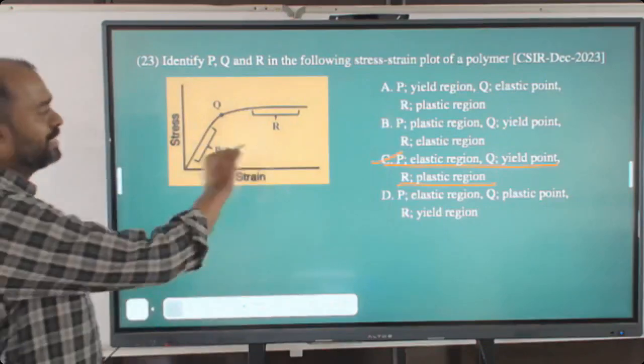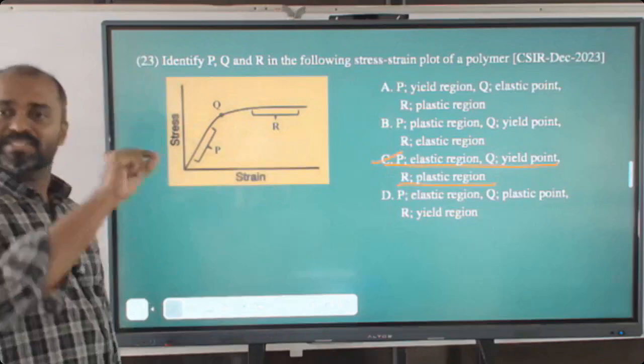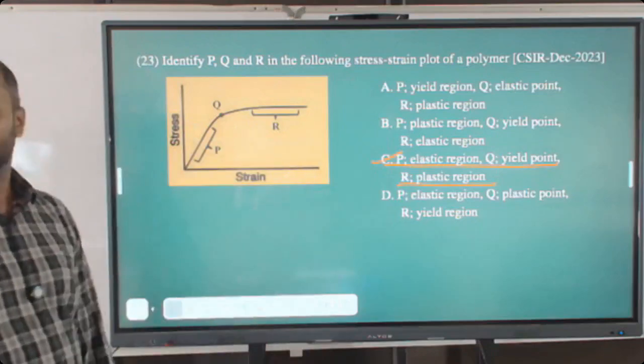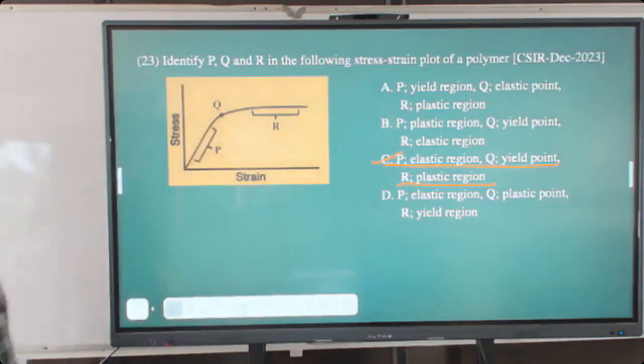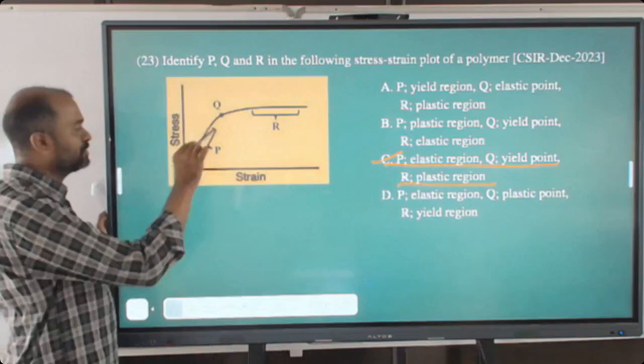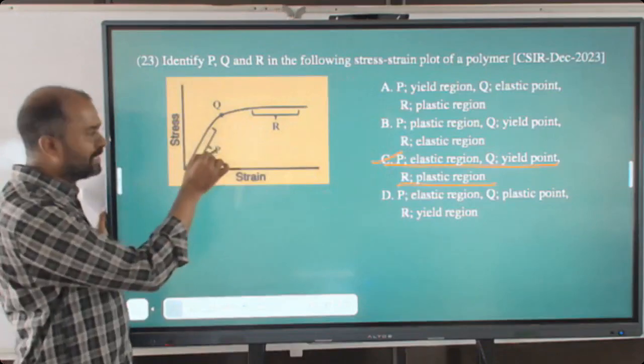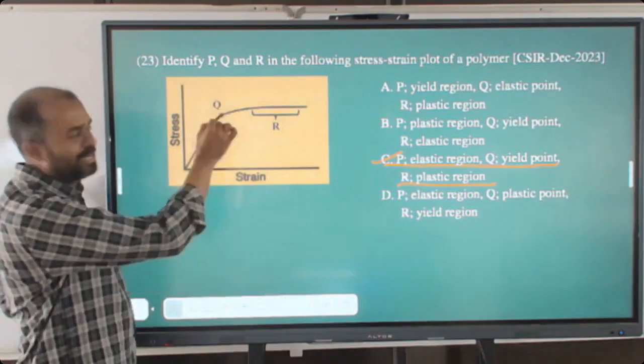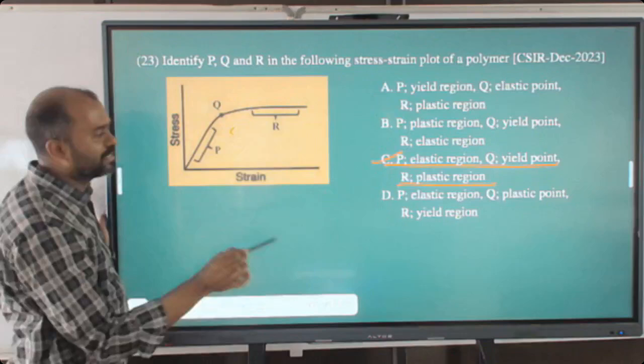In the study material, the explanations are there. Option C is the answer. If they are repeating the same question, just be aware that this P region is the elastic region, Q is the yield point, and R region is the plastic region.